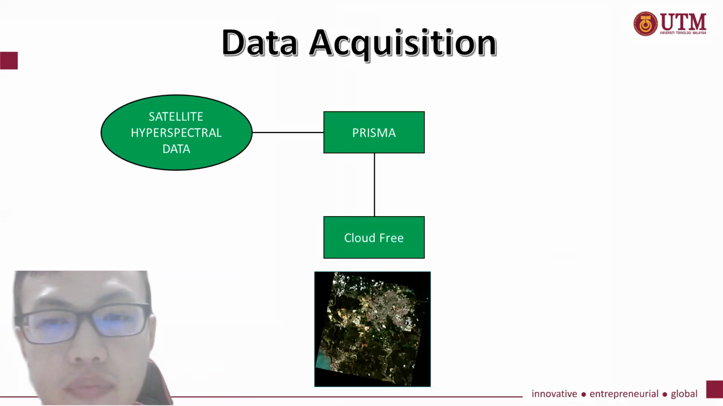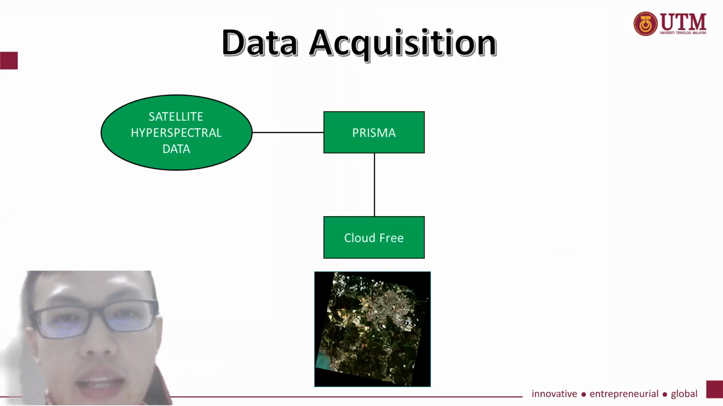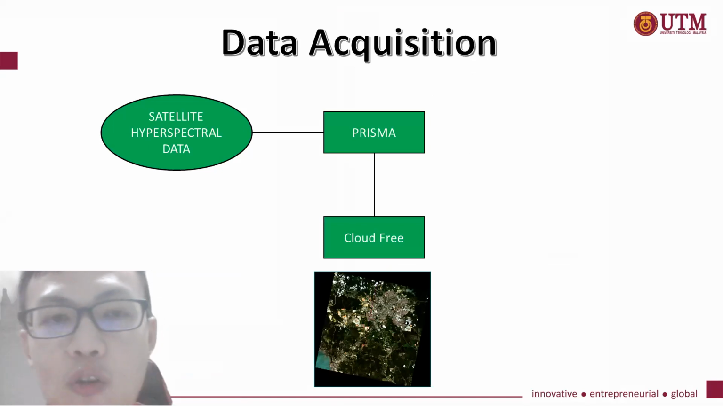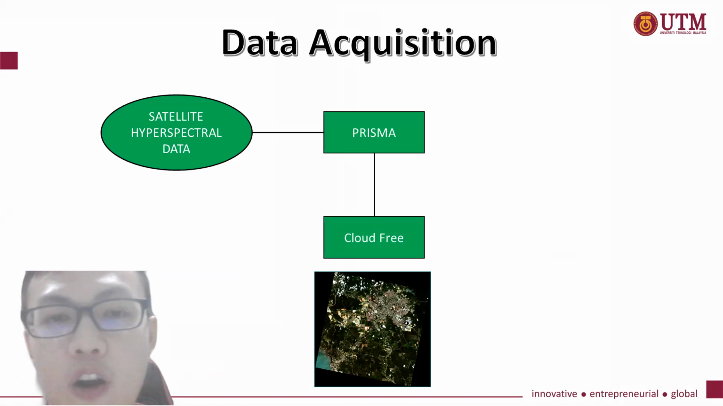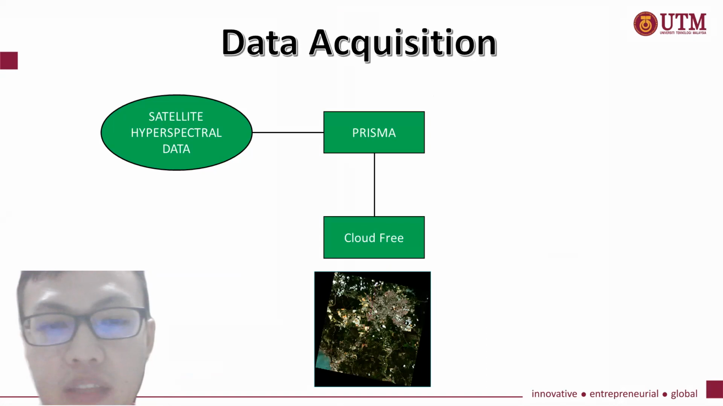Next is data acquisition. In here, I will brief in more detail about the data acquisition. The satellite hyperspectral data will be obtained from the Prisma platform. And in the Prisma platform, I will select the cloud free area. In the figure above, in the slide, it has shown Seremban, Malaysia with cloud free.